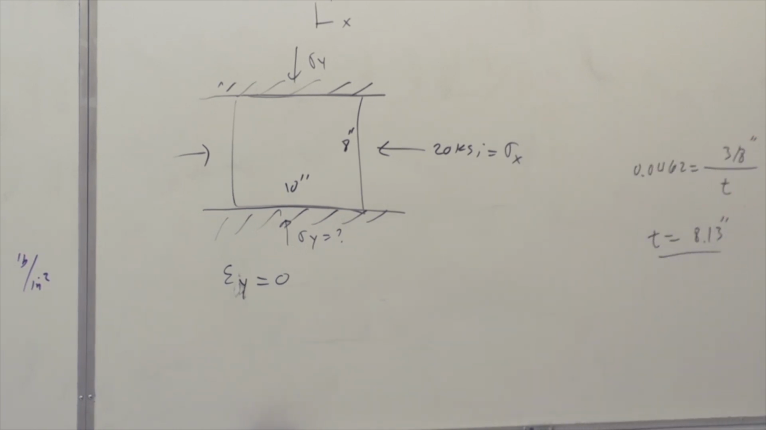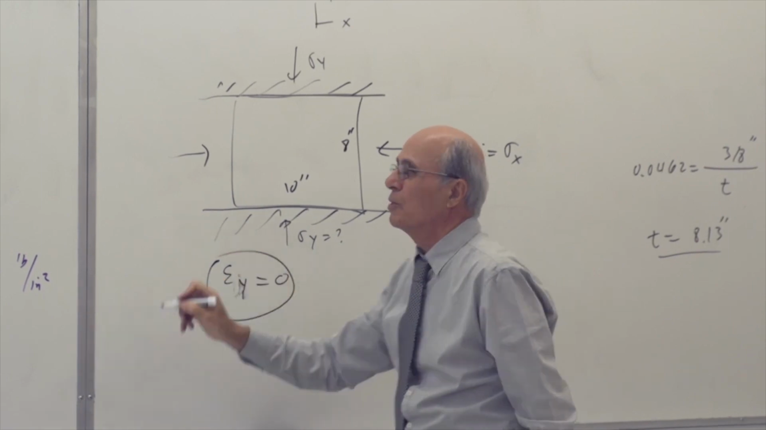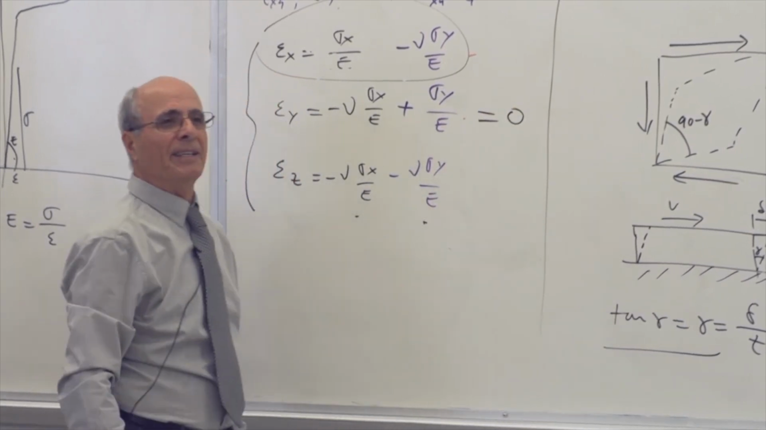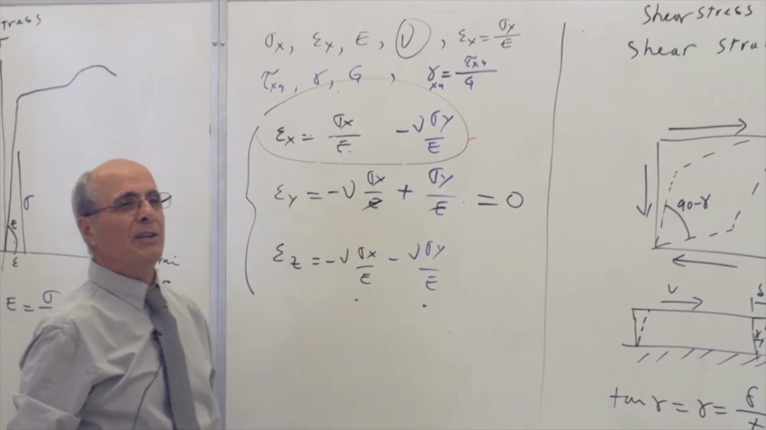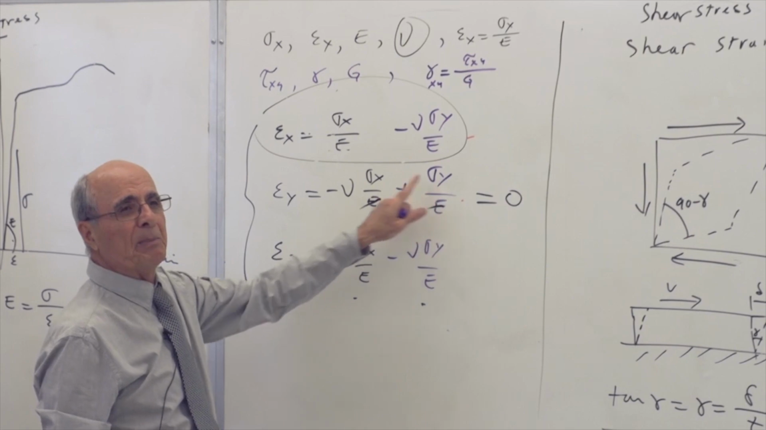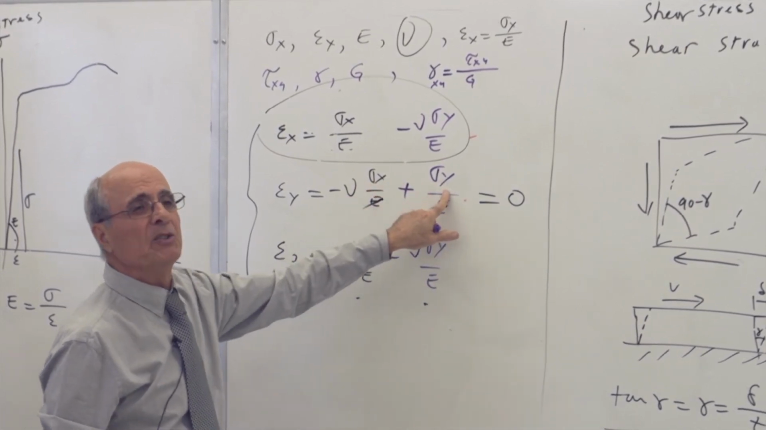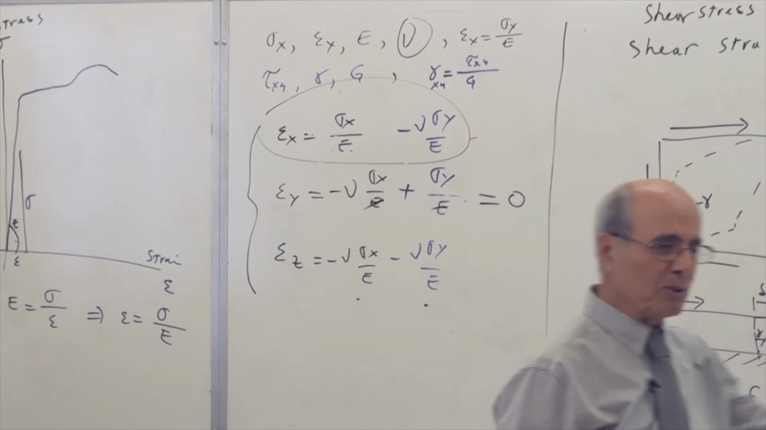So it becomes like the problem I did, but sigma y was not given. However, you can use this one. What was epsilon y equal to? 0. Look at it. If I put epsilon y equal to 0, what happened? E and E drop out. There is a relationship between sigma x and sigma y. If I'm giving you sigma x, can you calculate sigma y? Yes or no? So use that.